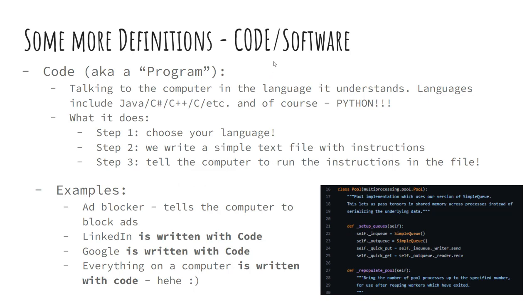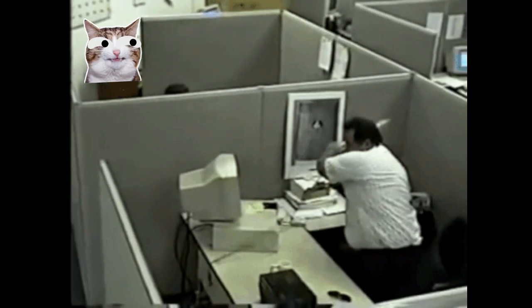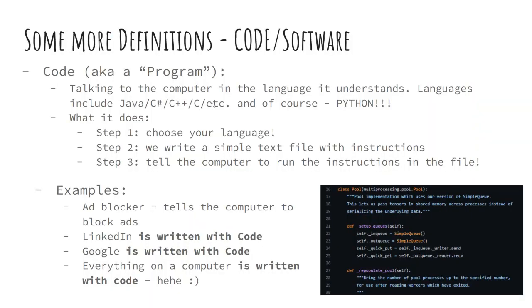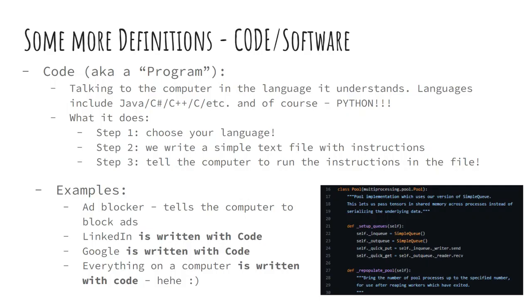So let's talk about some more definitions. We'll talk about code, aka software, or a program. You know how we talk to human beings in English or Spanish or whatever language? Likewise, we have to talk to computers, and we're going to talk in their language. There are many different languages I've listed here. The list is large, but of course you've got Python. I've already started a series on teaching folks about Python. You can check that out.